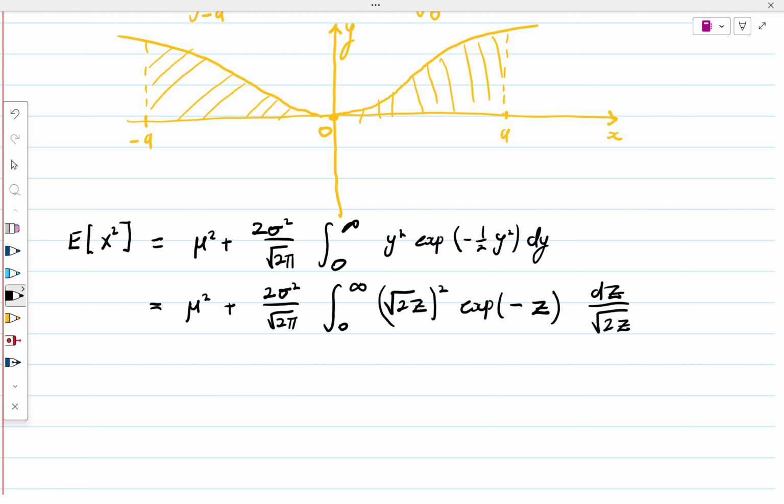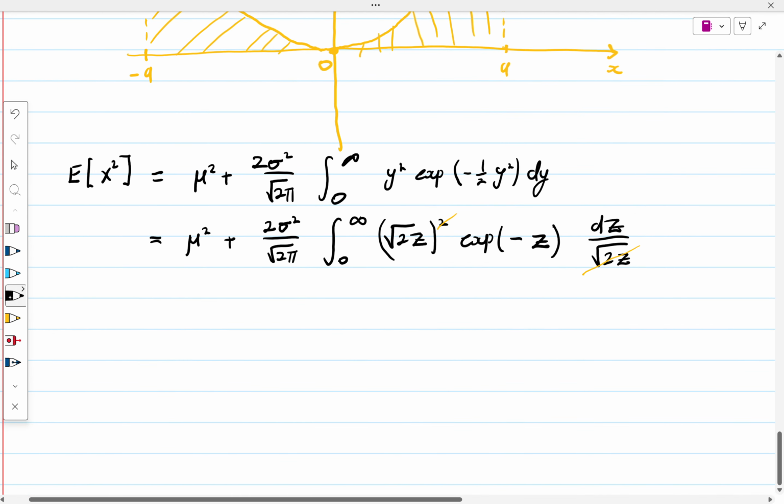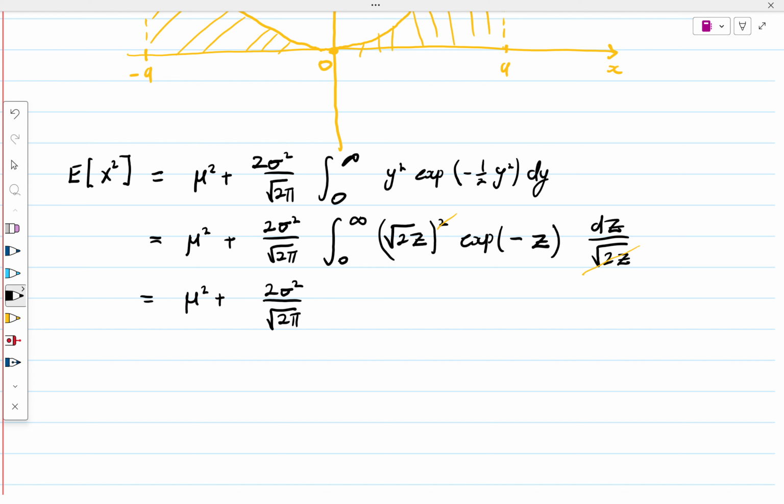Whew. Now, what I will firstly notice here is that this square root 2z will cancel with one of the square root 2z's here. So that just leaves us with mu squared plus 2 sigma squared on square root 2 pi times the integral from 0 to infinity of square root 2 square root z exp of negative z dz.